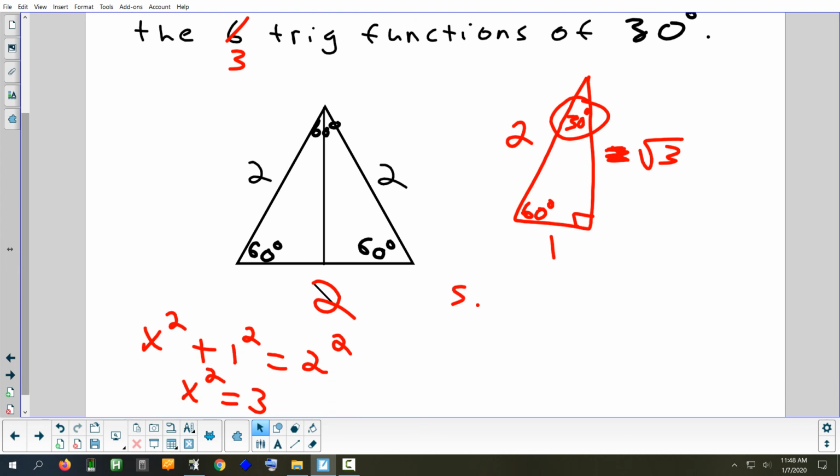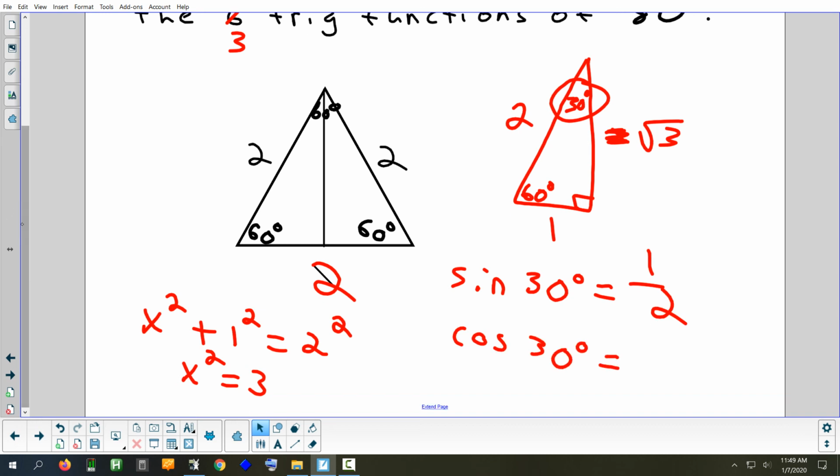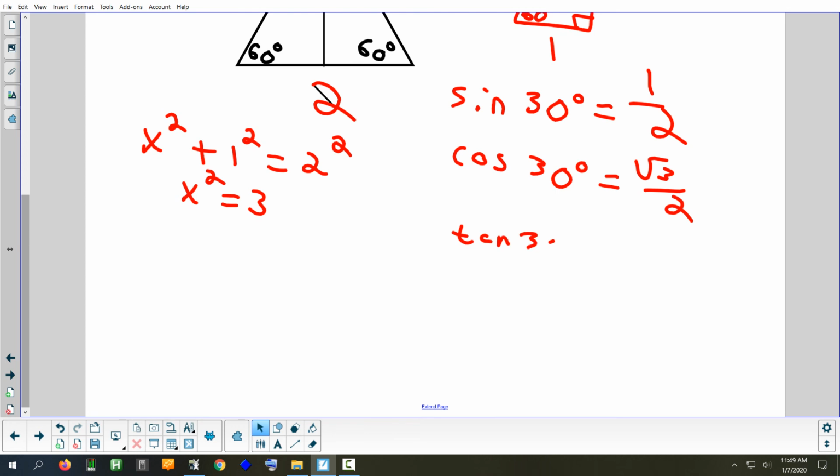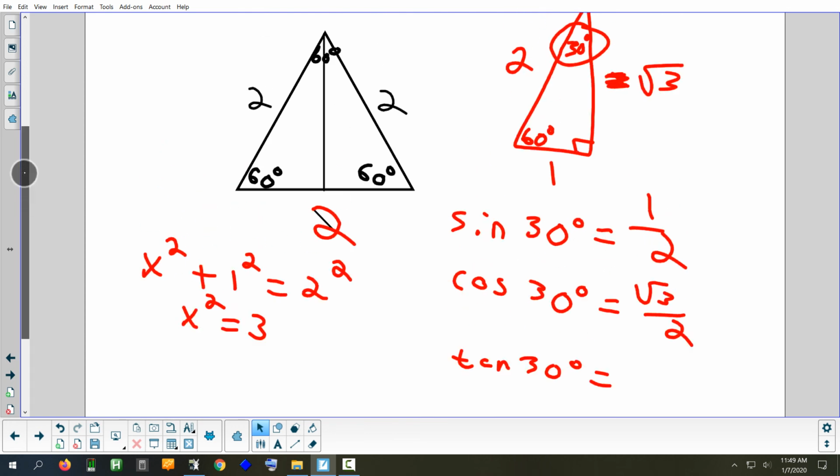So let's start with the sine of 30. In fact, this is one I did earlier when I was showing you guys similar triangles, a big one and a small one. What's the sine of 30? 1/2. Opposite over hypotenuse. How about the cosine of 30? Chris? Square root of 3 over 2. Yep. And how about the tangent of 30?